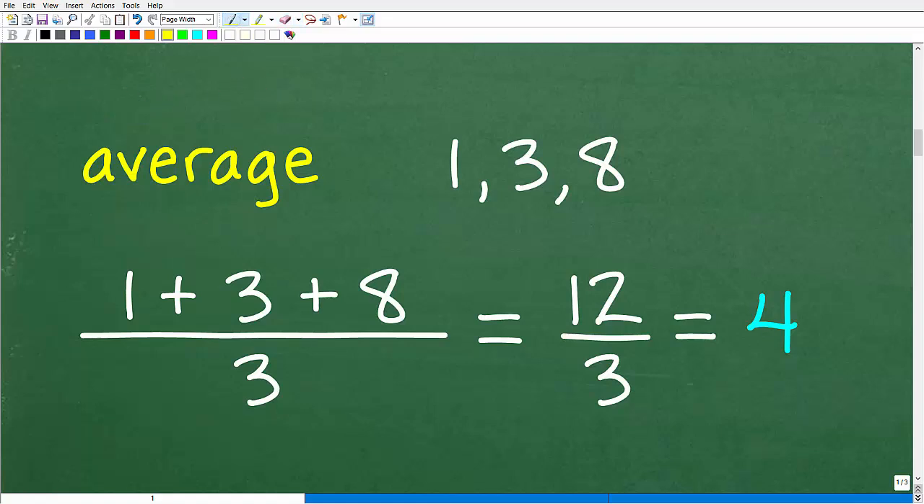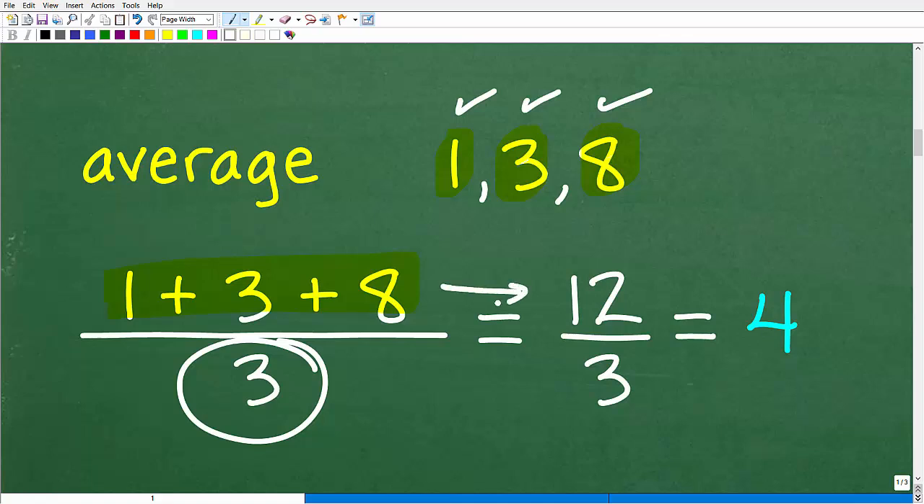So let's calculate the average of these 3 numbers right here, 1, 3, and 8. All right, so you can see I already did the work. The average of a set of numbers is basically we have to add up the numbers. We're going to find the sum of the numbers, and then we're going to divide by how many numbers we have. So in this case, we're going to take 1 and add it to 3 and 8. So 1 plus 3 plus 8. Now how many numbers do we have? We have 1, 2, 3. So we're going to divide by the number of numbers that we have. Okay, so 1 plus 3 plus 8, which of course is 12. And we're going to take that 12 and divide it by 3. So our average here is 4.